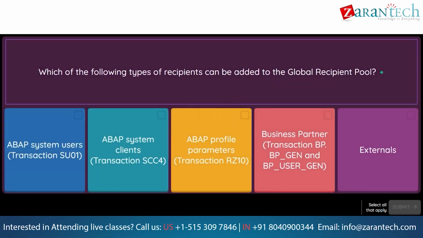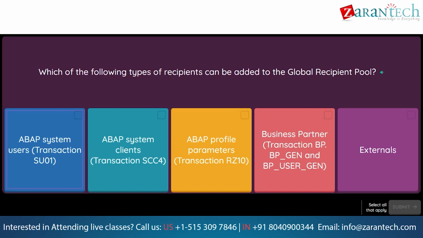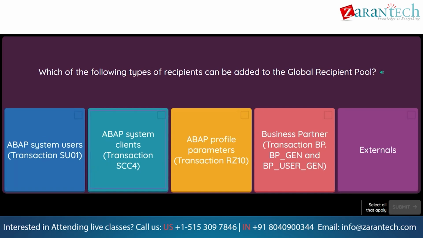Question: which of the following types of recipients can be added to the global recipient pool? Option 1, ABAP system users, transaction SU01. Option 2, ABAP system clients, transaction SCC4. Option 3, ABAP profile parameters, transaction RZ10. Option 4, business partner, transaction BP_gen and BP_user_gen. Option 5, externals.